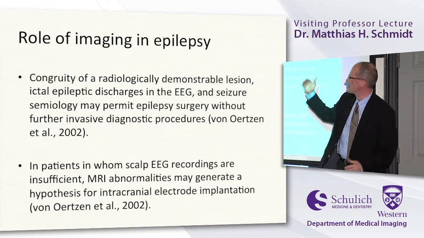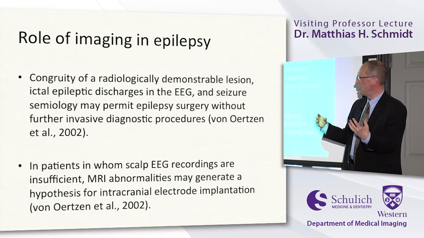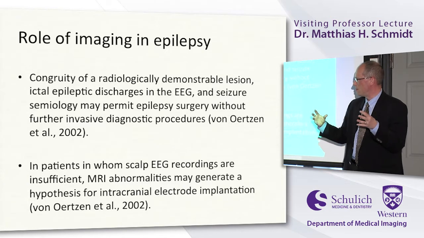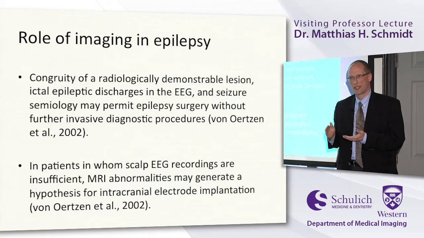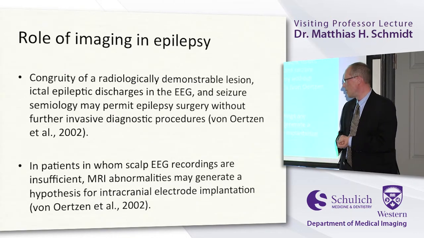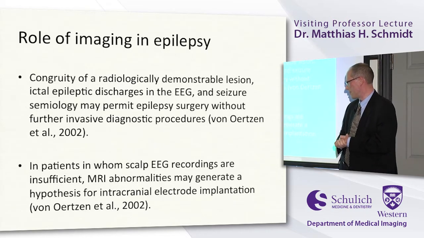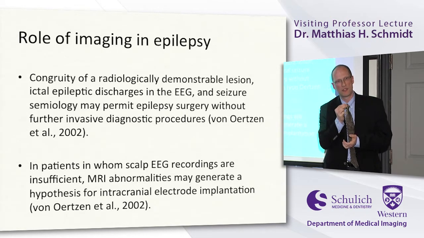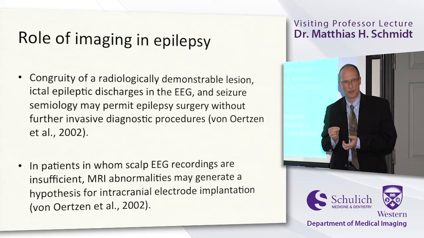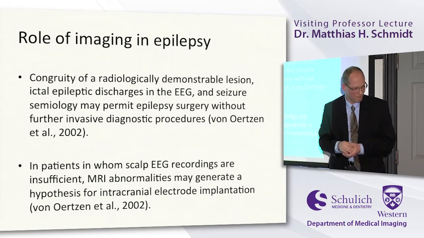It is said that if you have a convergence of imaging and EEG and history, then you may be able to do surgery without actually doing invasive monitoring like subdural electrodes, and that's surely desirable. On the other hand, if your scalp EEG recordings are not sufficiently informative, then having a demonstrable MRI abnormality helps guide the intelligent placement of subdural electrodes. And if you're going to go to the trouble of having such things put under your skull, you sure want them put in the right place.